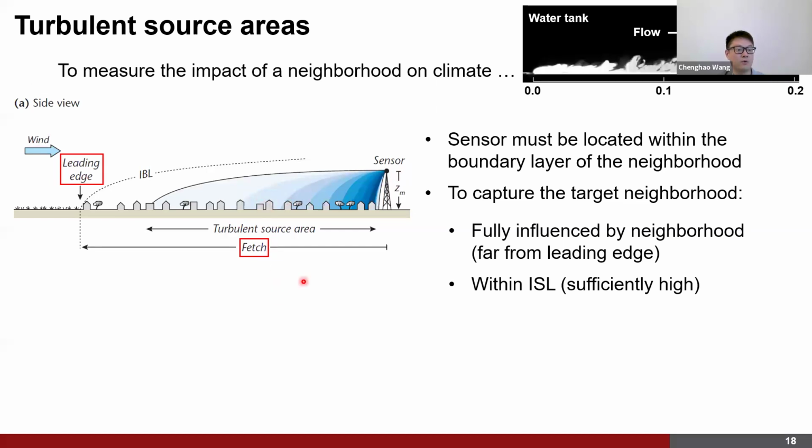And well, here are also two related concepts. This leading edge is basically the windward edge of the very distinct boundary layer generated by this surface. The fetch is basically the distance between the sensor and the leading edge associated with this unique urban neighborhood.